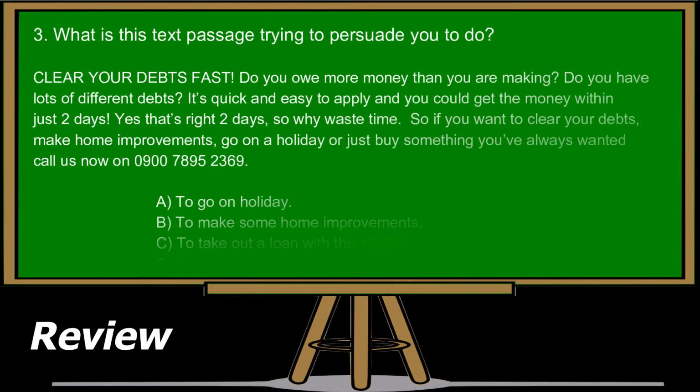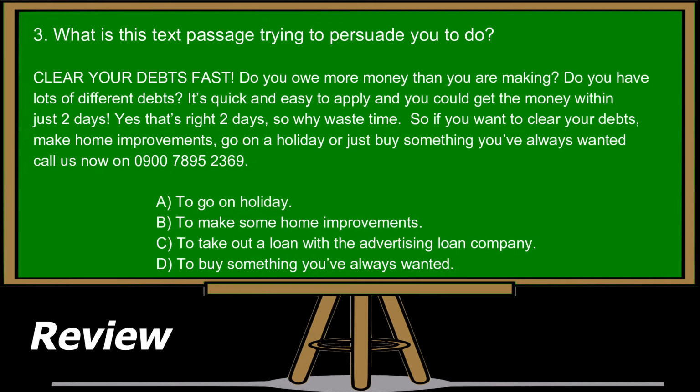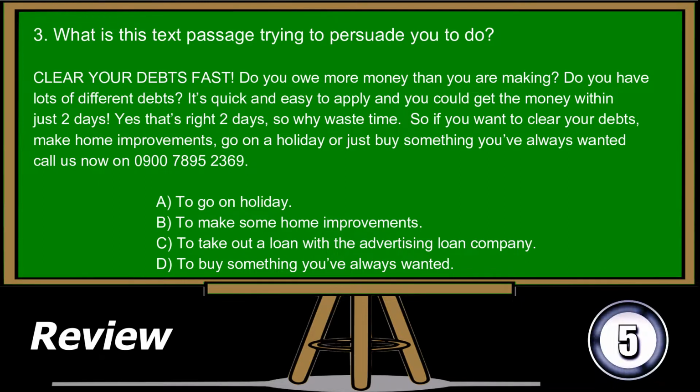Number 3. What is this text passage trying to persuade you to do? Letter A, to go on a holiday. Letter B, to make some home improvements. Letter C, to take out a loan with the advertising loan company. Or letter D, to buy something you've always wanted.